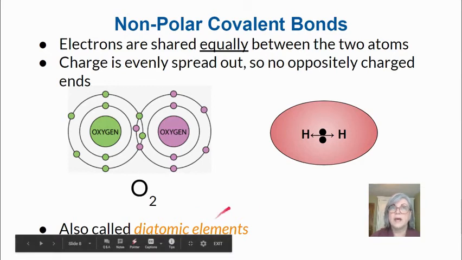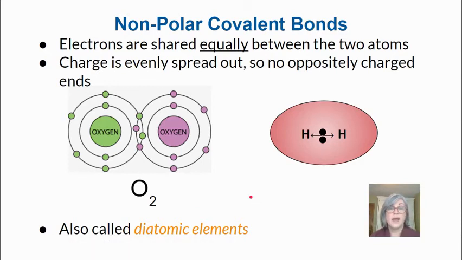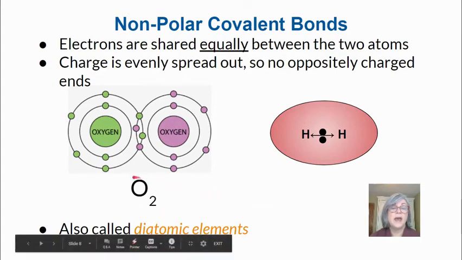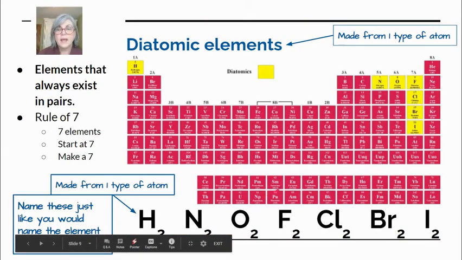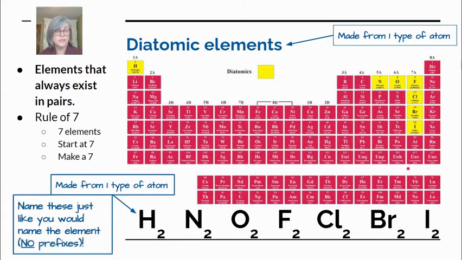Remember, elements are made out of one kind of atom. So anytime you see one element or one kind of atom, even if it has a subscript, we're still going to call that an element. Diatomic means two, di means two, atom elements. Two atom elements. And this is going to be important when we start writing chemical equations, which is our next unit.